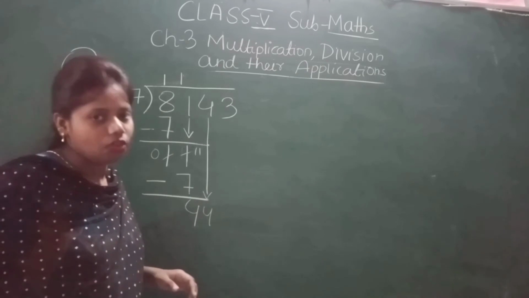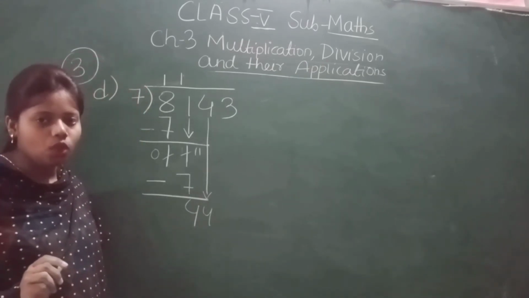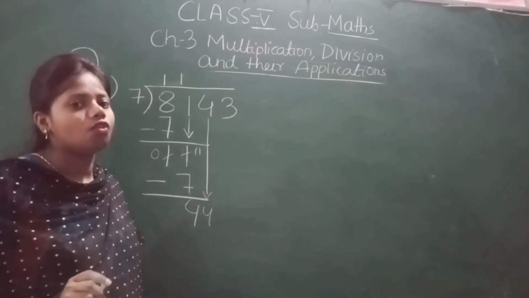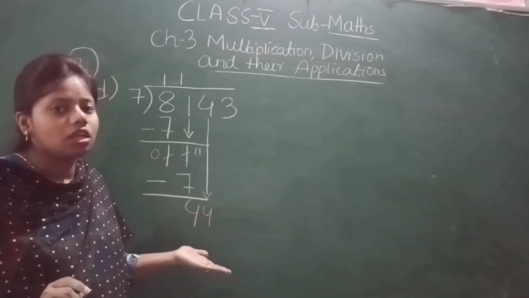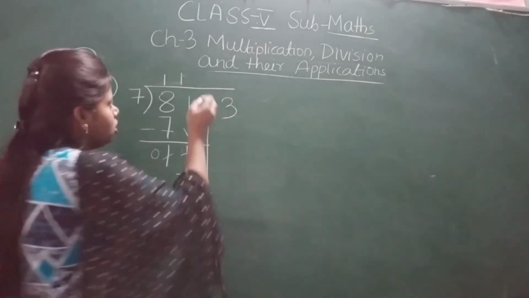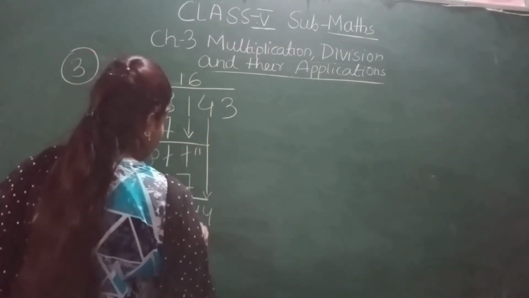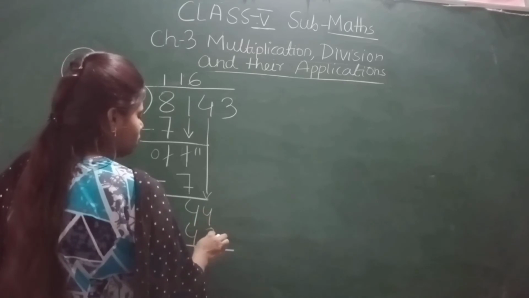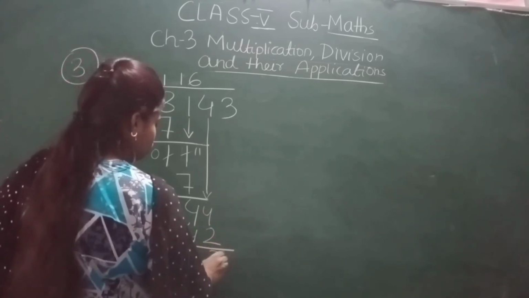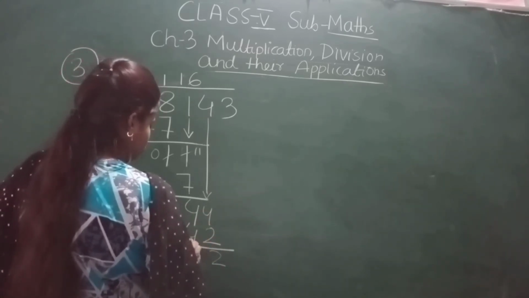Now, does 44 come in the 7 table? No. Less, how much comes? 42. 7 6s are 42. Now what will we do? We will subtract. 4 minus 2 is 2, and 4 minus 4 is 0. So we will put a cross.